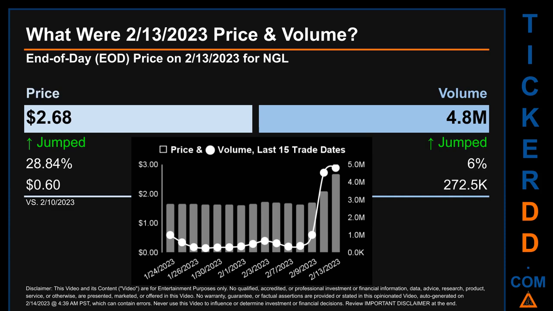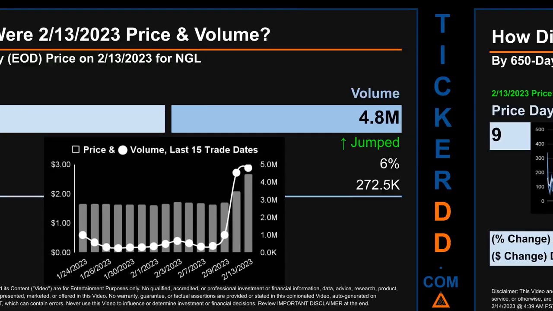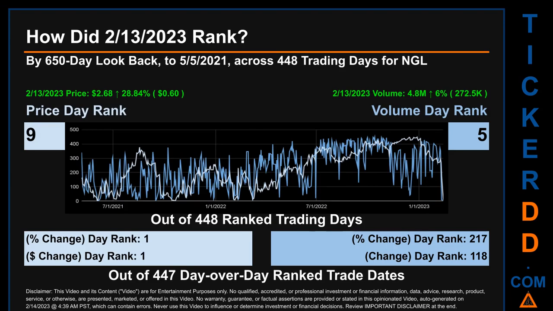Across a range of $1.06, the max and minimum end-of-day price were respectively 2.68 and 1.62. Volume saw a range of 4.6 million, from a day low of 251.9 thousand to a day high of 4.8 million.